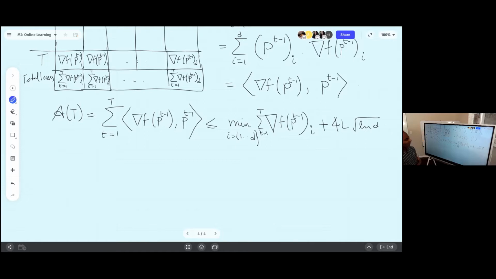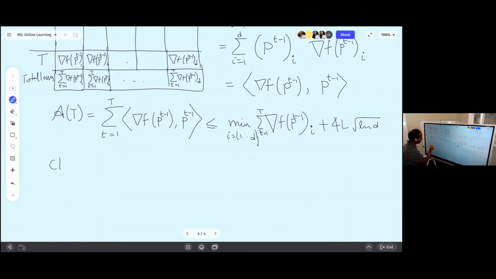Now this seems somewhat useful but not quite, because our goal is to minimize the function f on the simplex, and we have some weird inequality involving the gradients. How does the function f even come into this picture? How can I relate something about the global minimum of f from this inequality? But we can actually do that.